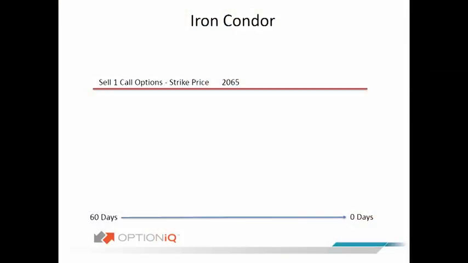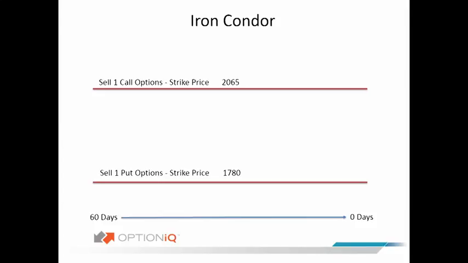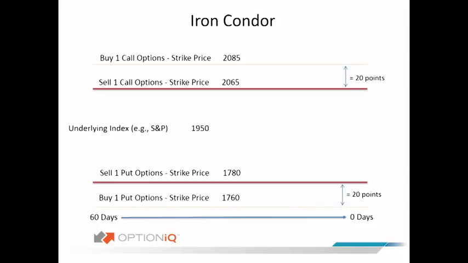Okay, first let's talk about the iron condor. So if we were placing an iron condor with, say, 60 days remaining, we're going to sell a call option above the current price of the market, and we're going to sell a put option. We're going to simultaneously buy an option up above the one that we've sold, and simultaneously we're going to buy an option below the put that we've sold. This is the iron condor.